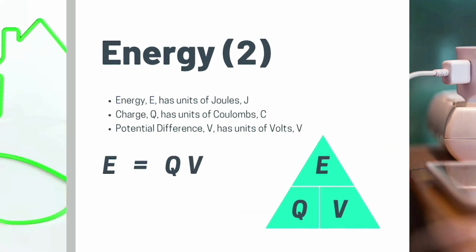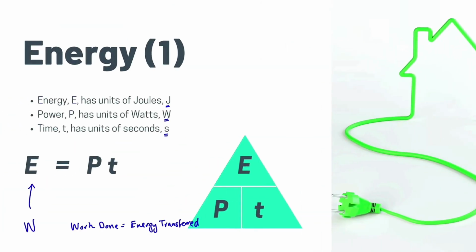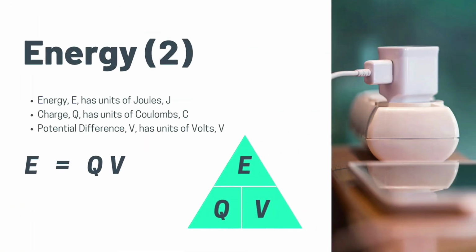Let's go back to the first one. You can see the first equation, you can find out the energy in an electrical appliance if you know the power and the time of the electrical appliance. But you might not know the power, or you might not know how long it's been applied for. So if you've got other information, like if you know the charge of the appliance, or the voltage of the appliance, or the potential difference of the appliance, you can find the energy in a different way. And the equation is E equals QV.